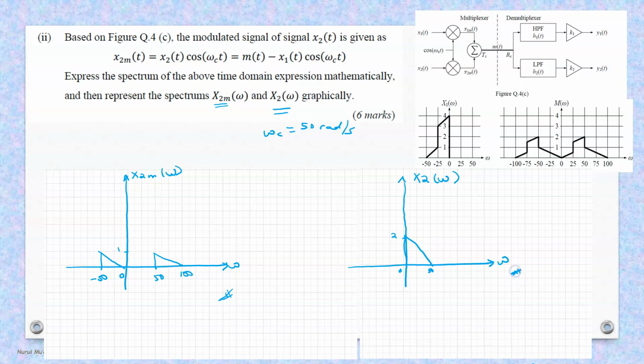So now we have answered both parts of question 2 by drawing the spectrums of X2(ω) and X2. Please note that for question 2, we have 3 different questions. First, we need to express the spectrum of the above time domain expression mathematically. Normally the marks given are 2, 2, and 2, so we have 6 marks for all 3 answers here.